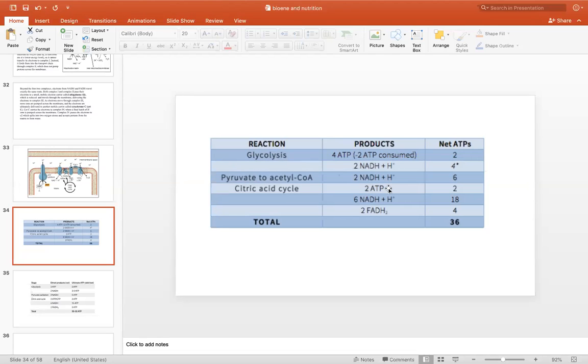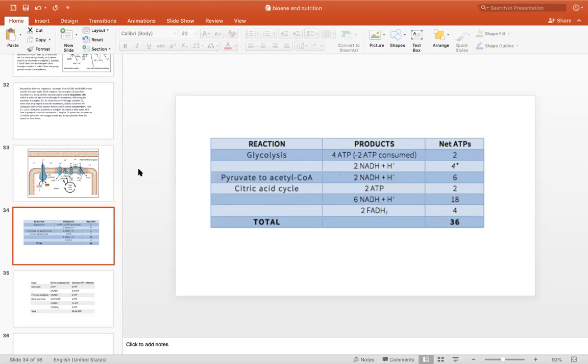Then you have pyruvate oxidation, which will again form 2 NADH, resulting in 6 ATPs. And then you have the citric acid cycle. Per cycle, you have 1 ATP, 3 NADH, and 1 FADH. Per molecule of glucose, you have 2 ATP, 6 NADH, and 2 FADH, resulting in 2, 18, and 4 ATP production, respectively. We're coming down to a total of 36. Okay, this is what the Inter book says.